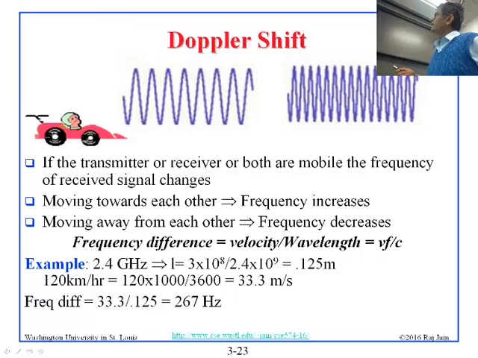This says nu equals f divided by c. So let's take the example first of all. Let's say we use 2.4 gigahertz, and that is equal to 12.5 centimeters. We had calculated that before, by the way.